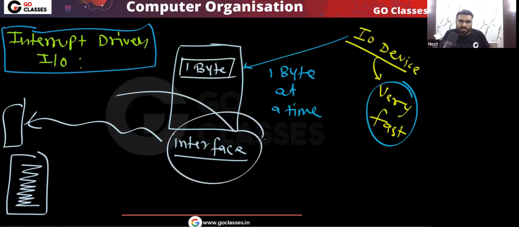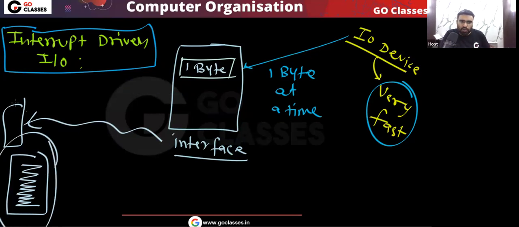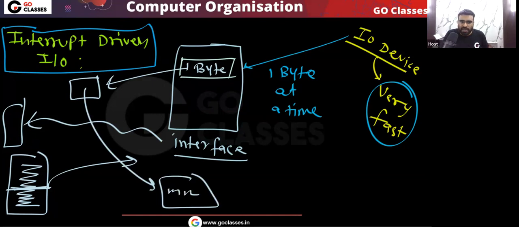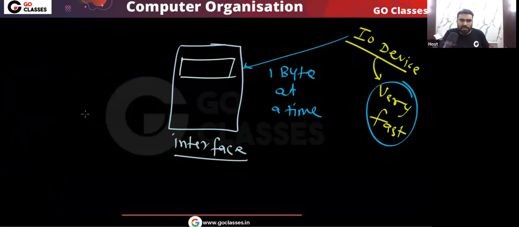When the interface generates an interrupt signal, the CPU was already executing some program. Now the CPU needs to do a context switch, because it needs to do this data transfer. The CPU will take this 1 byte, put it in the CPU register, and from there put it in the main memory. Yes or no? So this is what the CPU will do. Agree?